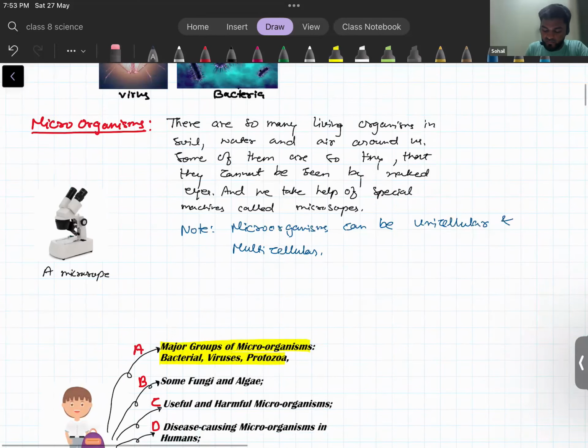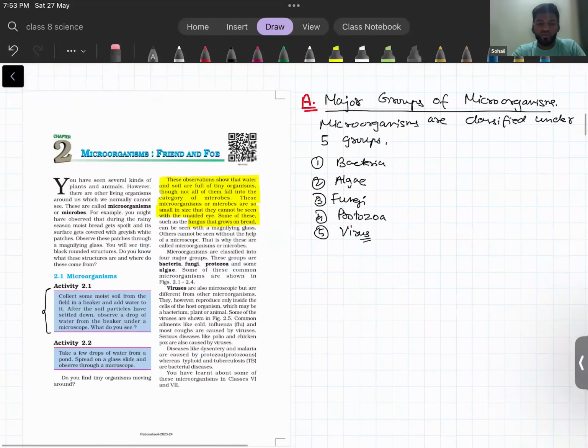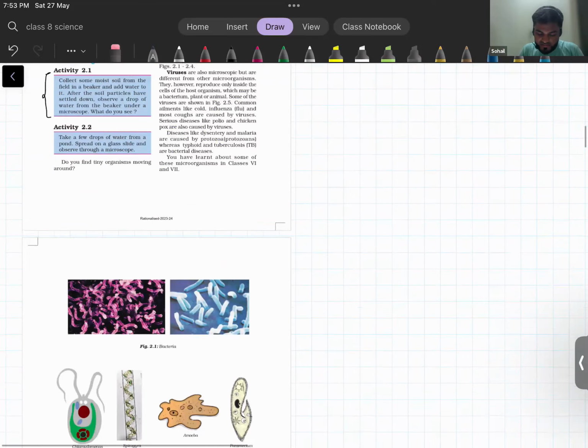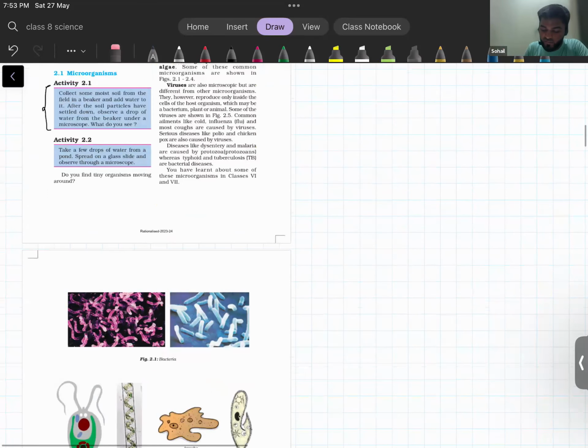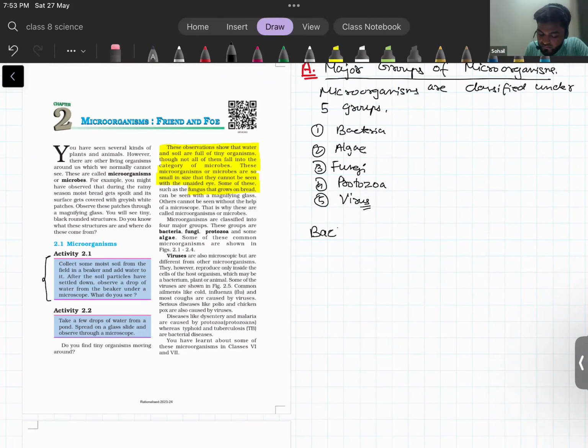Now, as you see, we have classified them under five groups, and we will discuss each of these groups in detail. So let's first start with bacteria. In the chapter, it has started with virus, but let's start discussing bacteria first. Now, are bacteria single cell or multicellular? Ahmed, are they single cell or multicellular?